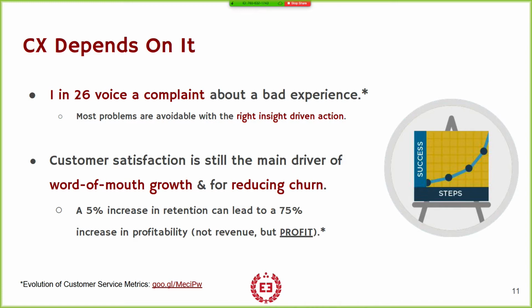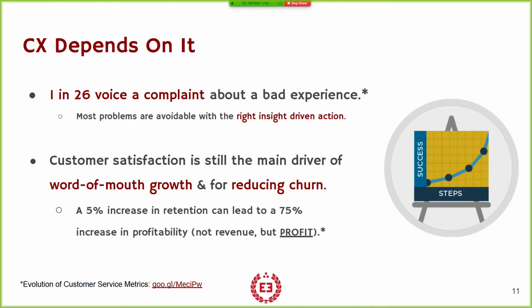You're only learning about a fraction of those to begin with, which means that you have to really, really trust the information that you get. Now, customer satisfaction is still the main driver, even though people are obsessed with NPS, word of mouth recommendation, and now are getting equally obsessed with reducing churn, for good reason with the churn, by the way. Customer satisfaction is still a key driver of both of these things.